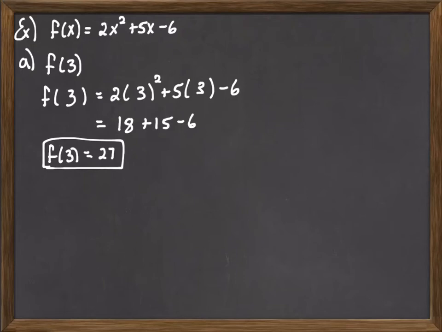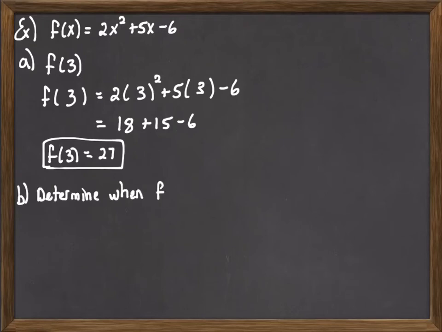We do not divide by the 3 again. The 3 is there to tell us the x value that caused f to be 27. So very important. One of the most common mistakes is to try to divide by that x value.